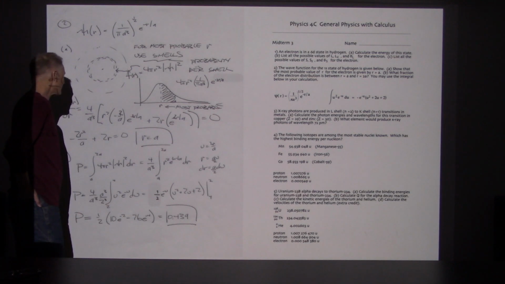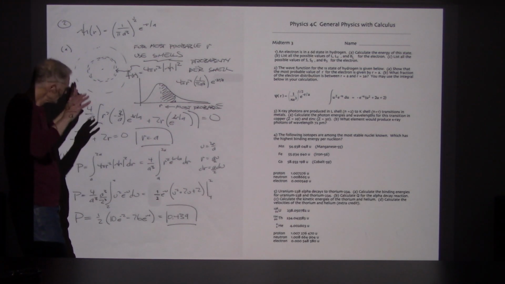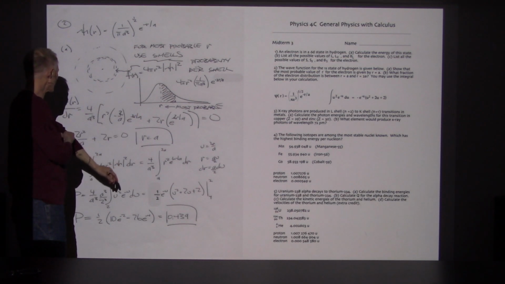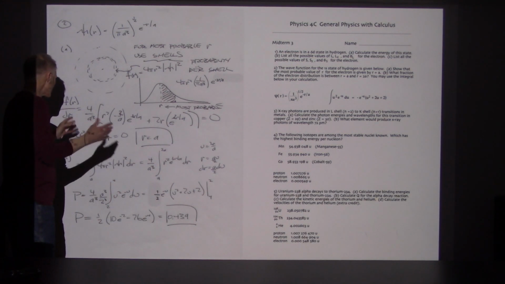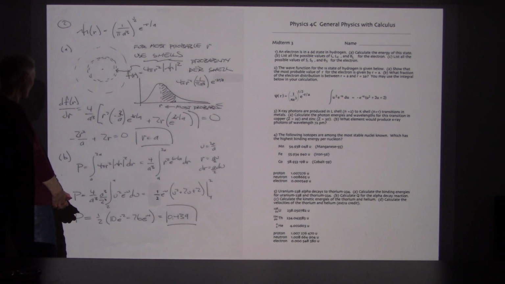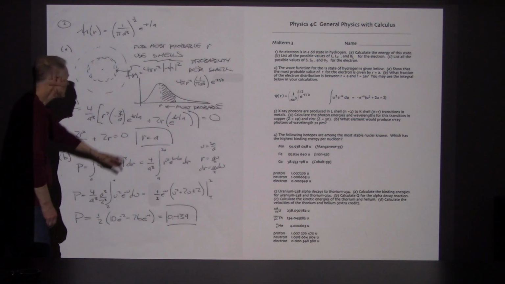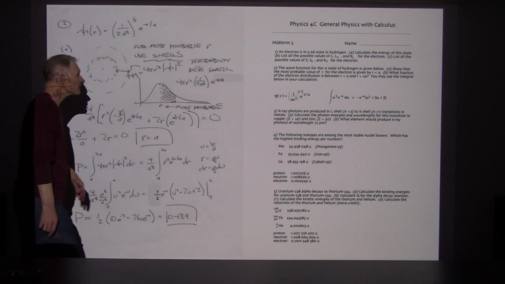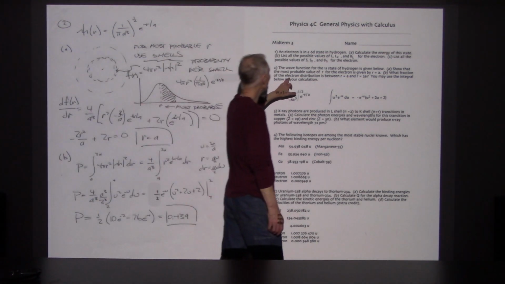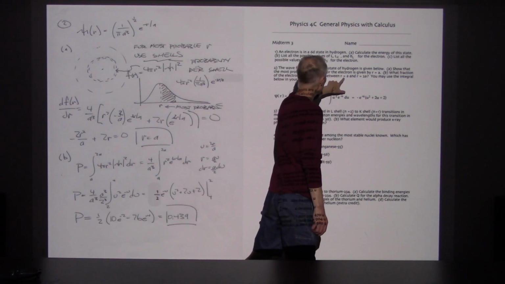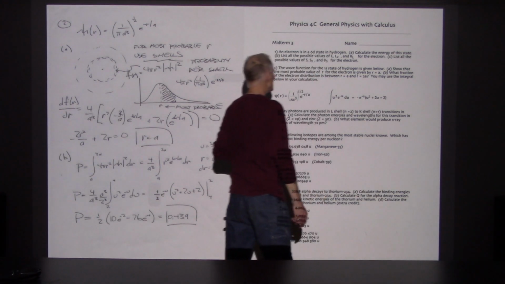For some reason, students lean towards setting up an integral rather than taking a derivative. And you've got to be ready to do either one, depending on what the problem is asking for. So we did part A. Part B says, all right, come back now. What fraction of the distribution is between r is equal to a and r is equal to 2a?